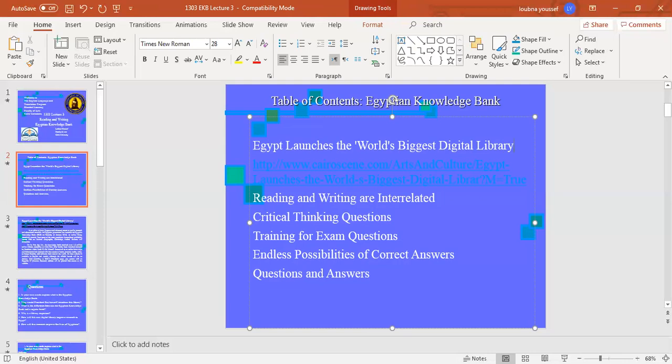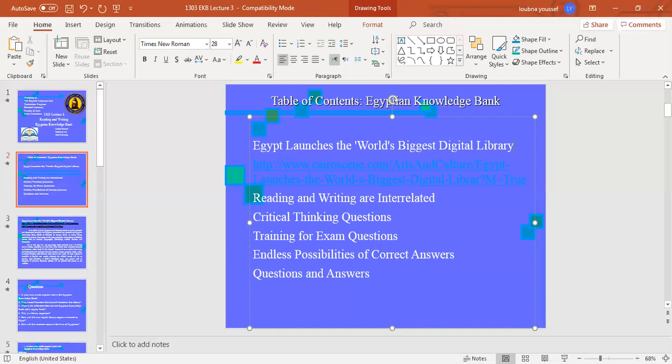Now, we said before that reading and writing are interrelated. We read in order to gain information and to find out what other writers have said about a certain issue. And then we can write about it to introduce our own point of view.